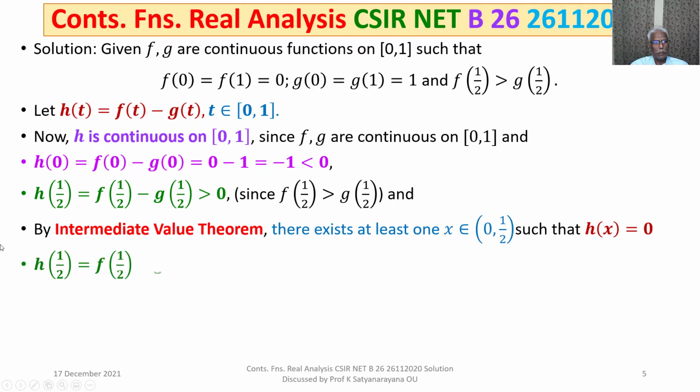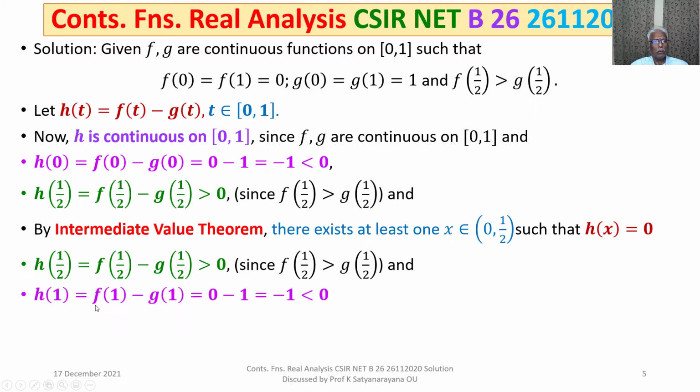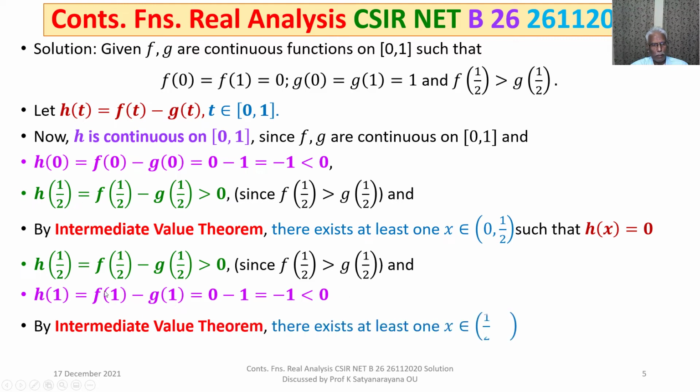And now h(1/2) we have already seen is greater than 0, and h(1) is equal to f(1) - g(1). f(1) is 0, g(1) is 1, 0 minus 1 is minus 1, which is negative. Again, we apply the intermediate value theorem. By the intermediate value theorem, there exists at least one point x belonging to the open interval (1/2, 1) such that h(x) = 0.